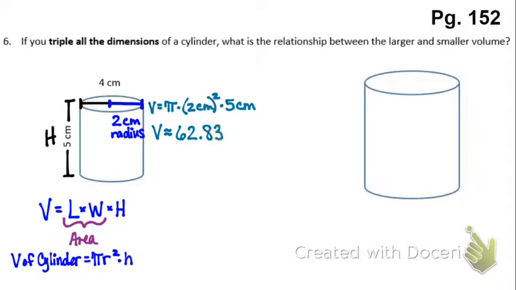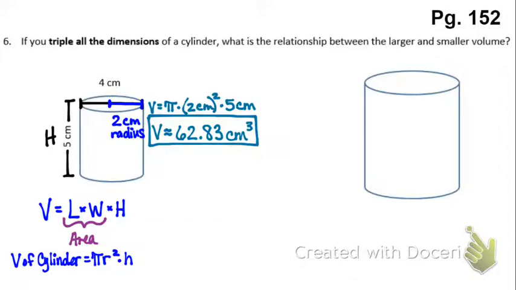62.83. What kind of units would we have on that? Close. Y cubed. It is volume. We're working in 3 dimensions. Look at what we did to the radius. We squared it. That radius had units on it, so I did centimeters times centimeters. And then the 5, the height, also had centimeters on it. So centimeters times centimeters times centimeters again. All right, so there's my volume of the smaller cylinder.